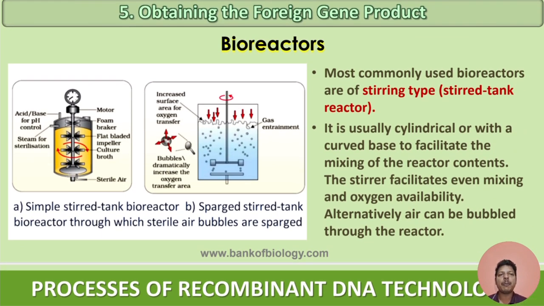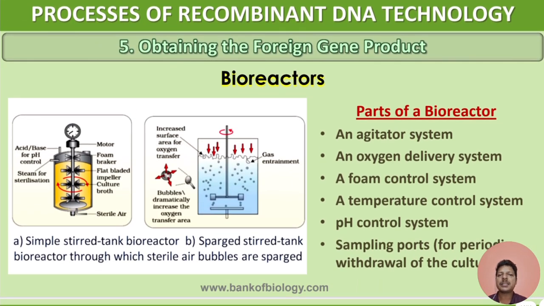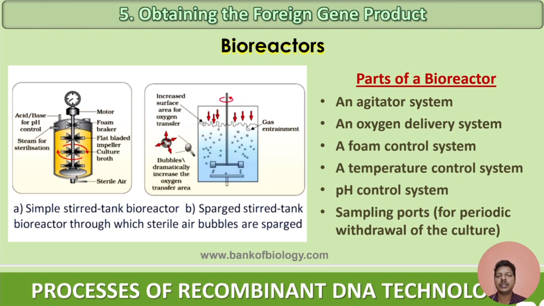Here, the most commonly used bioreactors are stirring tank reactors. The first one you can see. It is usually cylindrical or with a curved base to facilitate the mixing of the reactor contents. The stirrer facilitates even mixing and oxygen availability. Alternatively, air can be bubbled through the reactors. Parts of a bioreactor: an agitator system, an oxygen delivery system, a foam control system, temperature control system, pH control system, and a sampling port for periodic withdrawal of the culture.